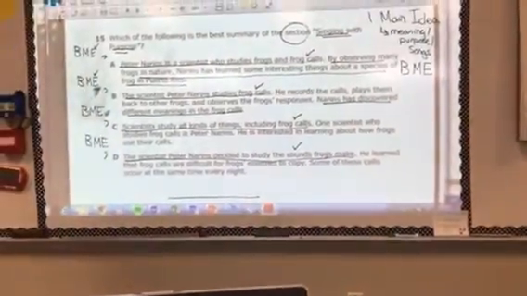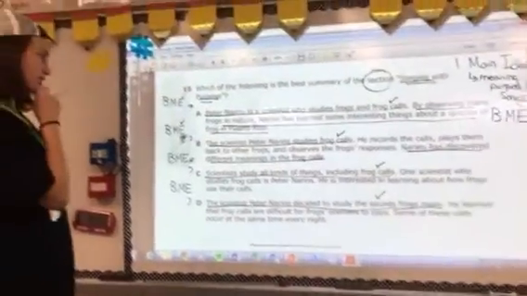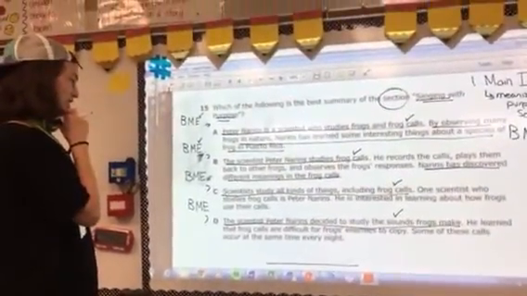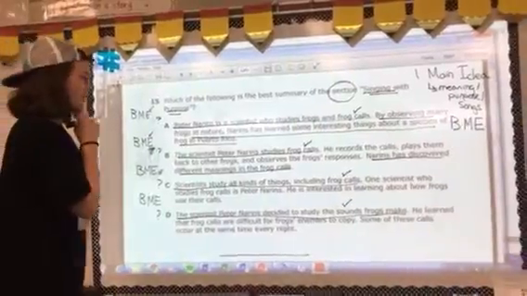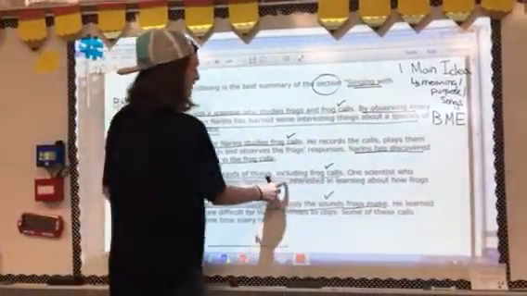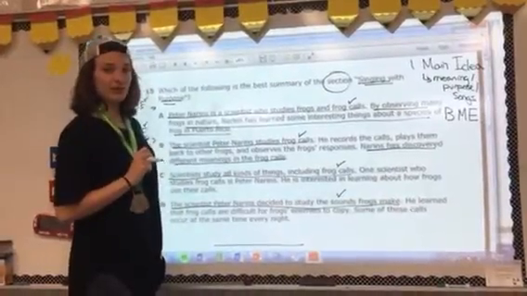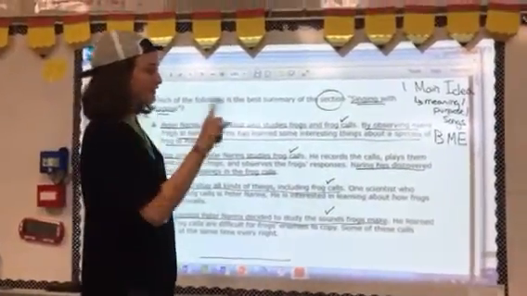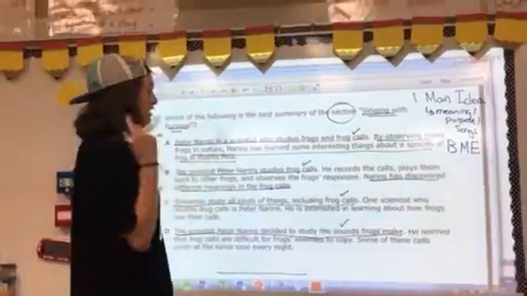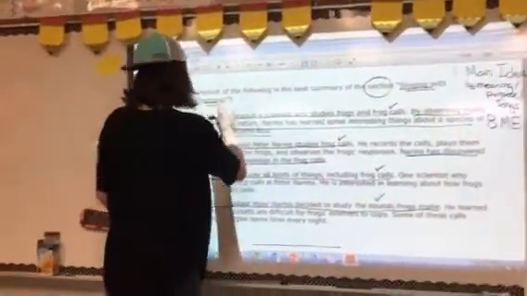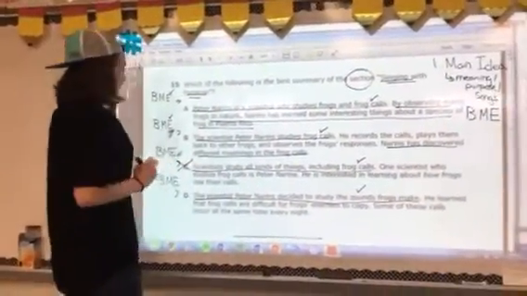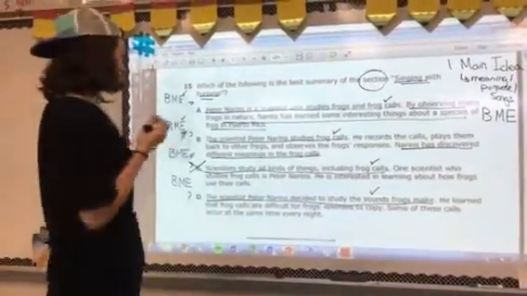Answer choice C, scientists study all kind of things. He is interested in learning about how frogs use their calls. This is not something that is important, so it has no place in our summary. We can get rid of this one right away. I don't care if it's at the beginning, the middle, or the end of the story. Not important to the meanings of the frog call. So we can cross off answer choice C. Phew, we're down to 3.